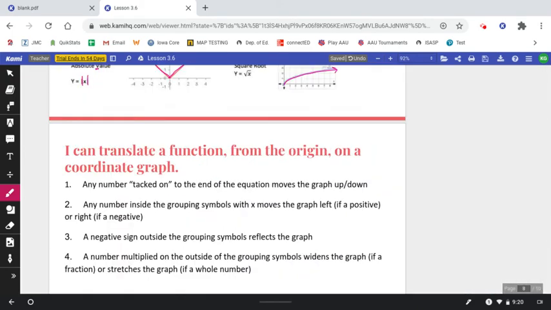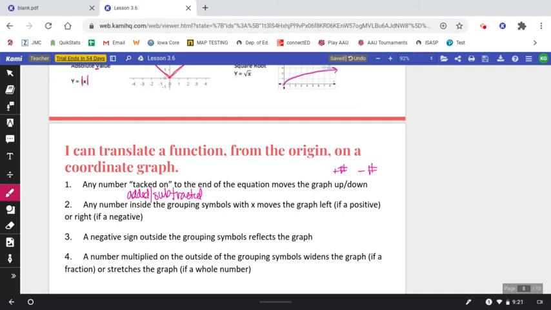So after we're able to identify the graphs, what we're also going to do is move them, or translate them, according to their equation. So we have some rules here that we had taken in Algebra 1, so it's kind of a review here. Any number that is tacked on, or added or subtracted, to the end of the equation moves the graph up or down. It's going to move it up if it's plus a number, and it's going to move it down if it's minus a number. And that needs to be at the end of the equation.